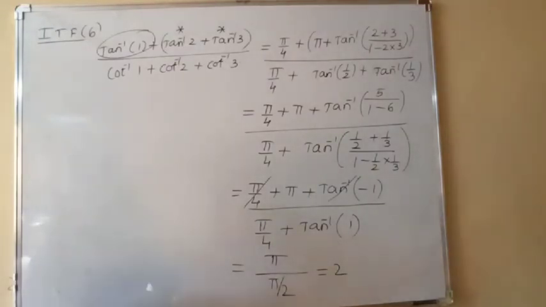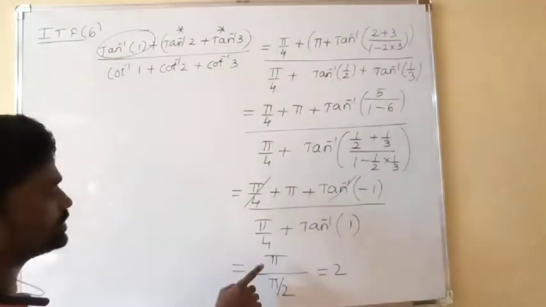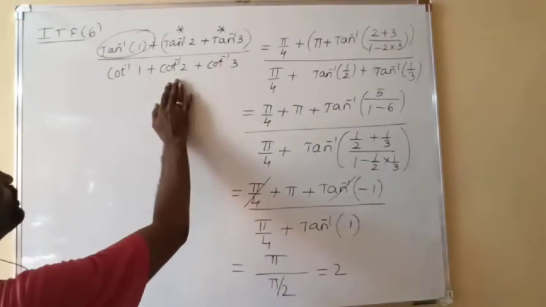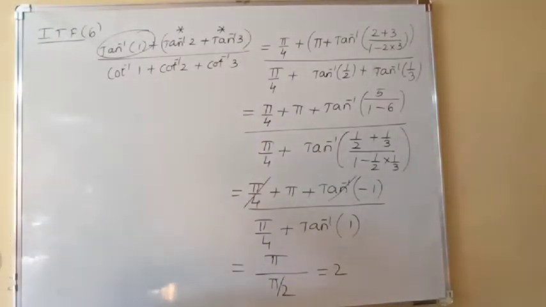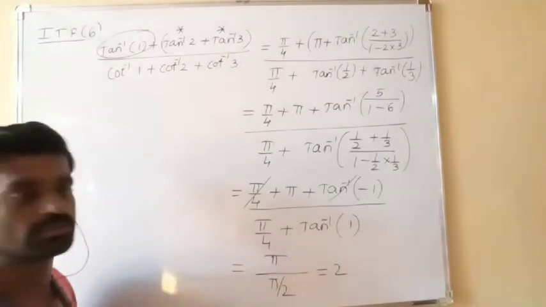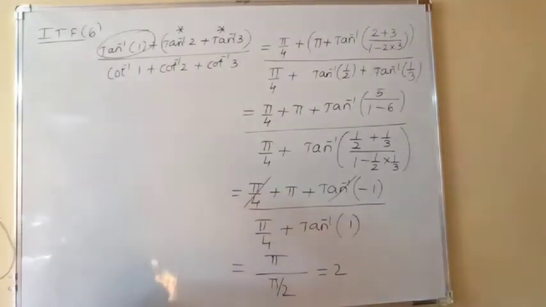So remember these two results. Tan inverse 1 plus tan inverse 2 plus tan inverse 3 is pi. Cot inverse 1 plus cot inverse 2 plus cot inverse 3, which is the same as tan inverse 1 plus tan inverse 1 by 2 plus tan inverse 1 by 3, is pi by 2.